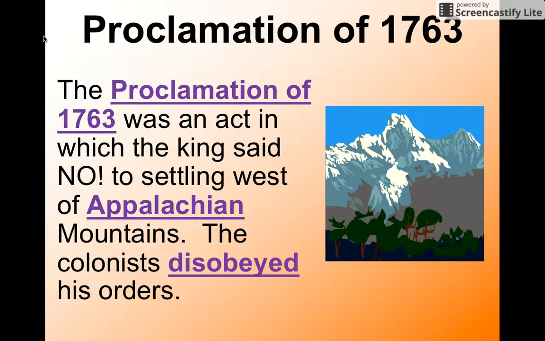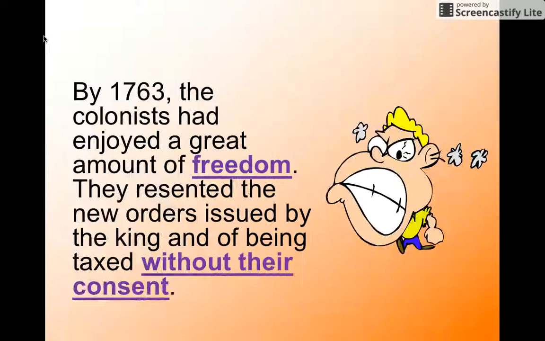The first key event is the Proclamation of 1763, and this was an act in which the king said that nobody could settle west of the Appalachian Mountains, but the colonists disobeyed his orders and did anyway. By 1763, the colonists had enjoyed a great amount of freedom, so they resented the new orders issued by the king and of being taxed without their consent.